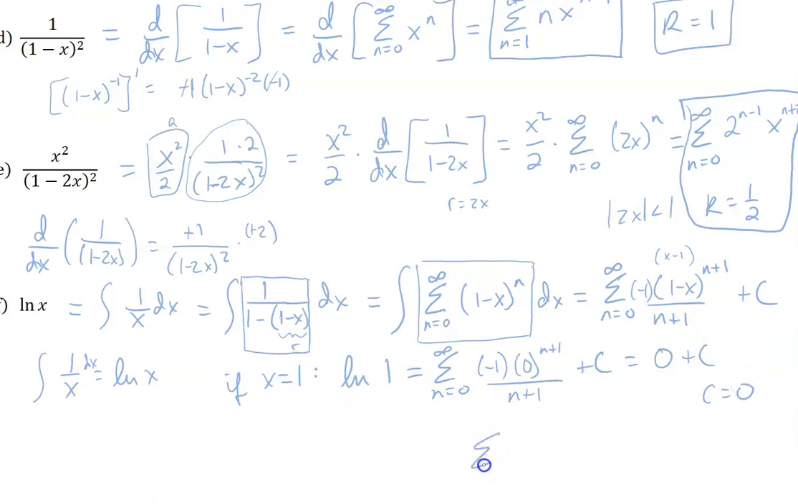Okay, so my final series is the sum of negative, let me write it this way, negative 1 over n plus 1 times 1 minus x to the n plus 1 from 0 to infinity.